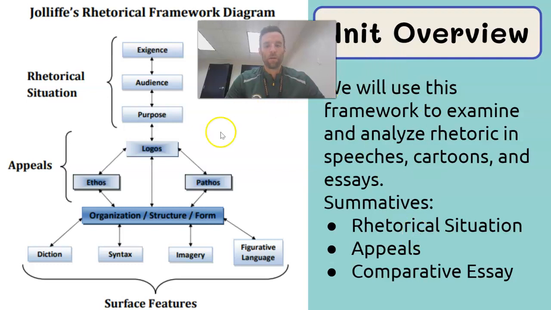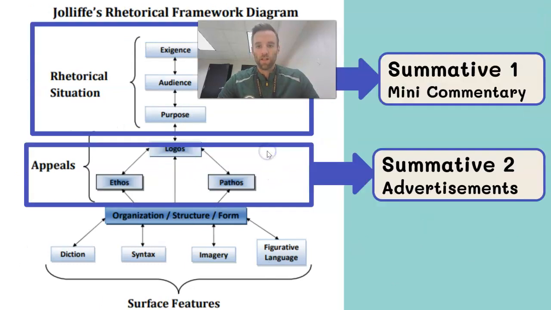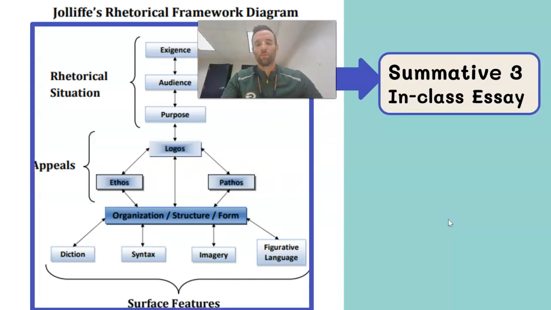I've already talked to you about the framework in general, but we're going to use the framework to analyze all kinds of things, including speeches, cartoons, and essays. There'll be three summatives in this unit. So we kind of divide it up so it's not all one summative at the end. We call them mini summatives. And the first one will deal with this rhetorical situation, the top part. You'll do a mini commentary on a text. And then the second one will deal with the appeals section. We'll look at some advertisements to do that. And then the last summative will be an in-class essay where you cover the whole framework after we've gone through everything.